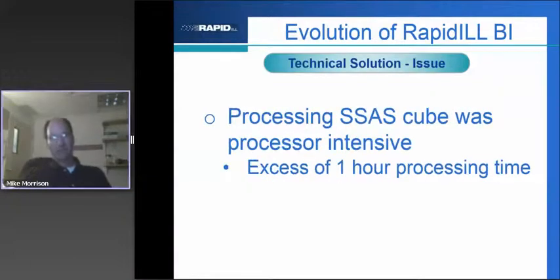However, there still was one technical issue with its implementation. It was still processor intensive. In order to process the SSAS queue, that could take in excess of an hour. This was a problem since we wanted to provide real-time feedback, with 15-minute delays. We could not do this with the time it took to process the queue.